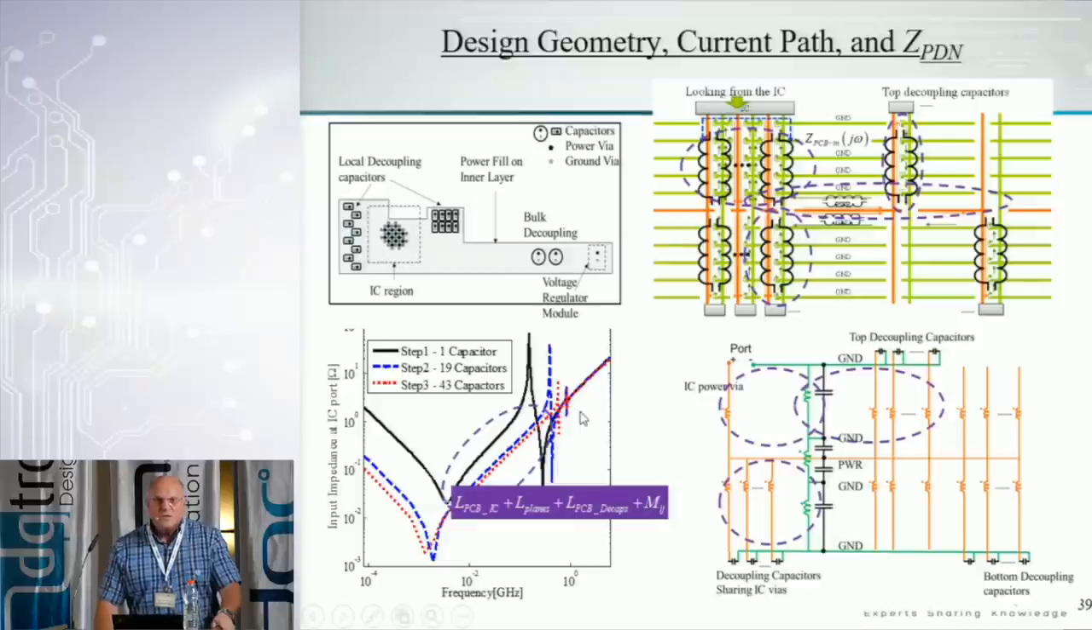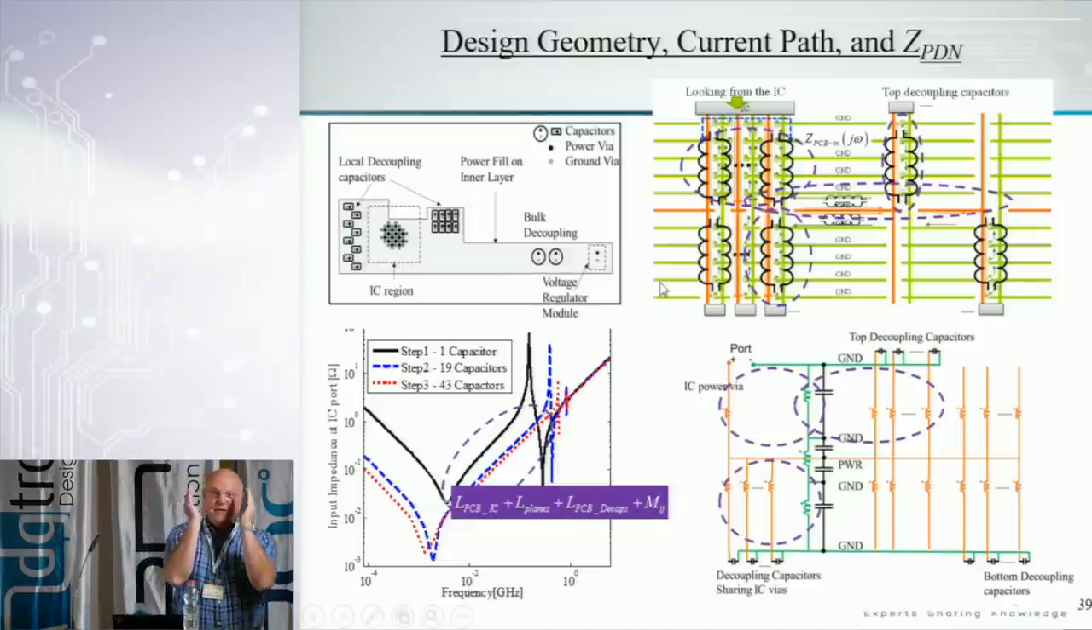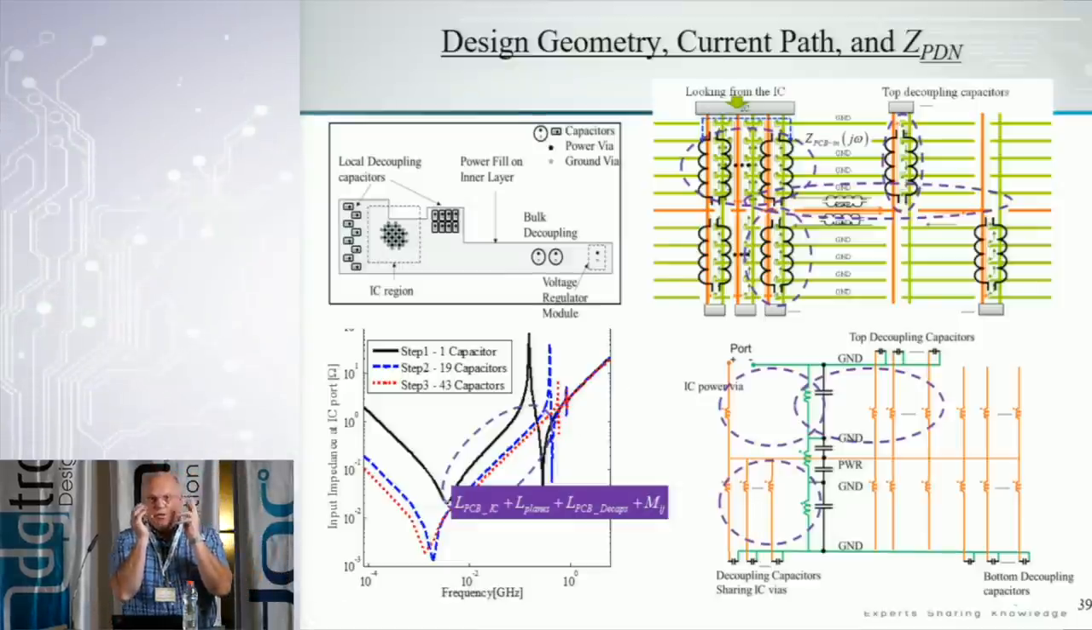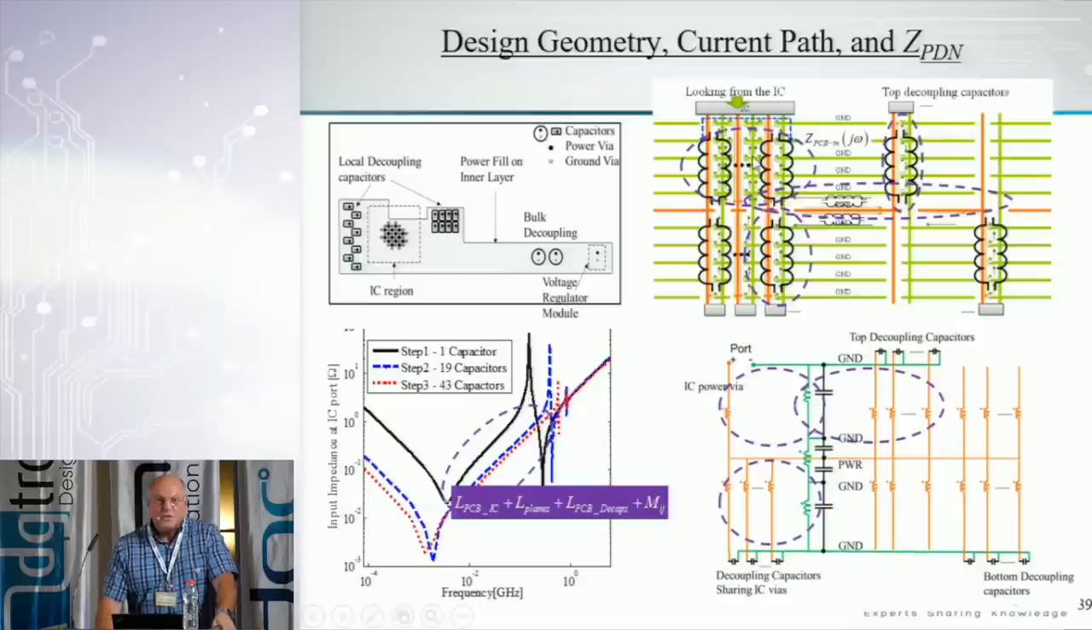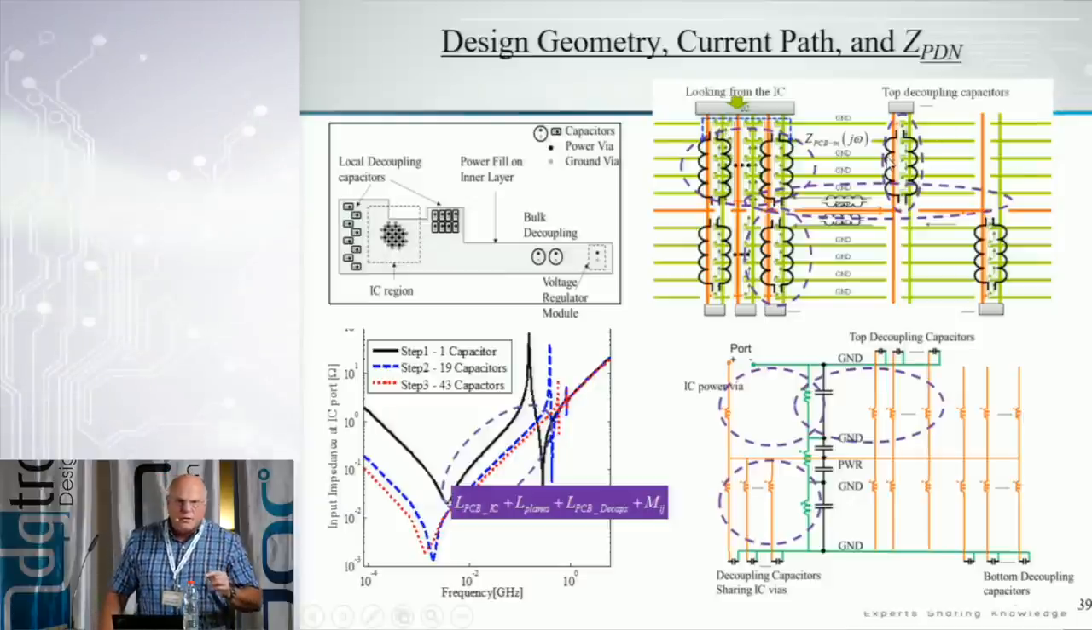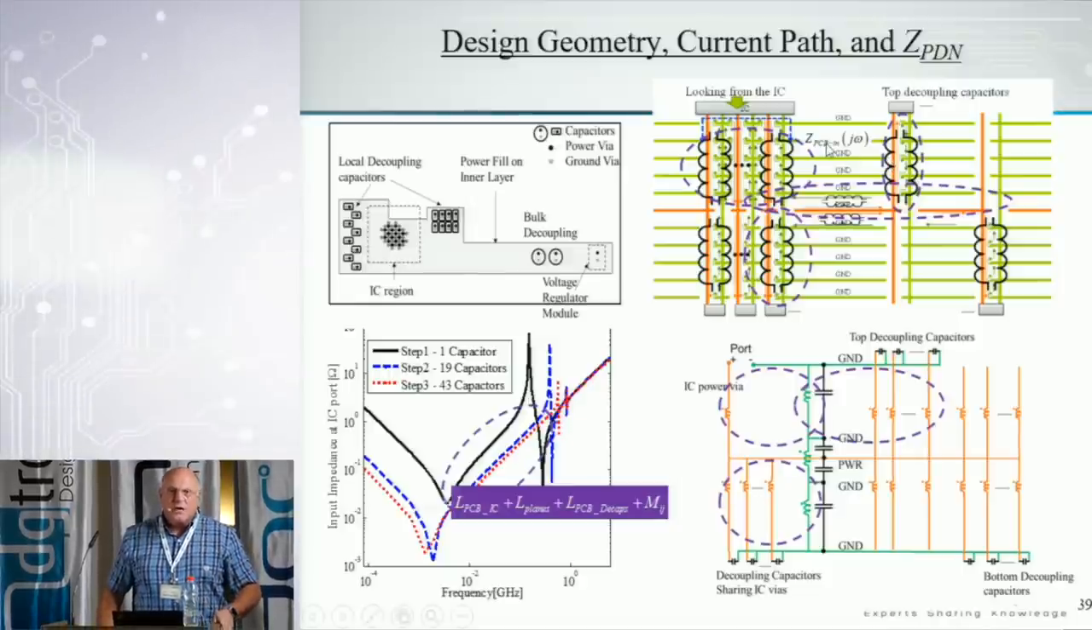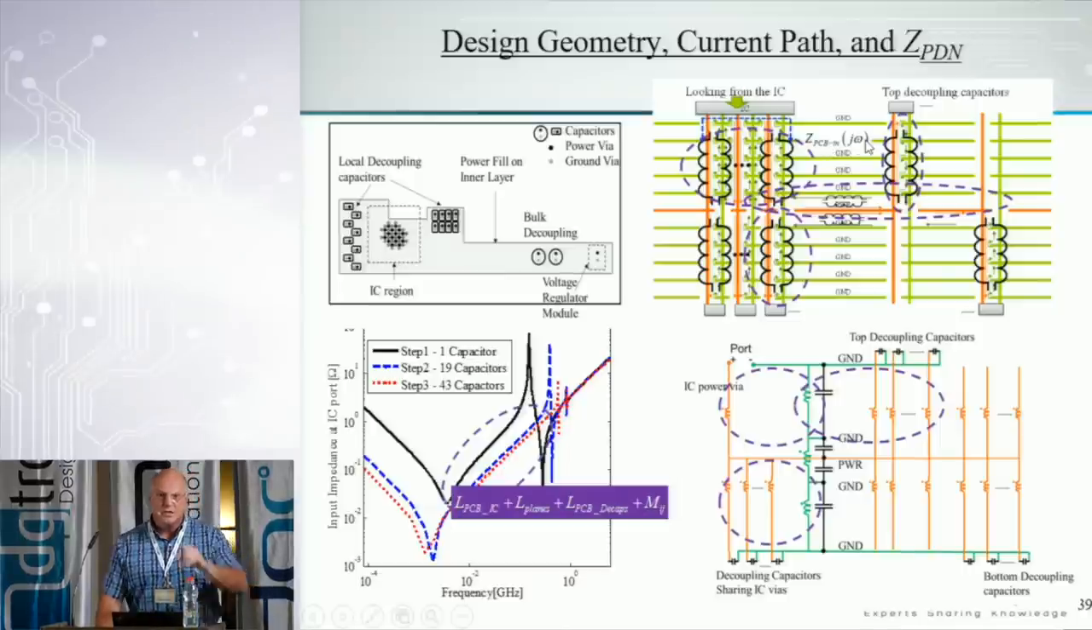Basically, this mutual inductance is because we have a lot of vias here, vias that are associated with the decoupling capacitors, and also vias that are associated with the IC. There's a lot of mutual inductance among these vias and also among these vias. If we're smart, we can use that to our advantage, and I'll make some suggestions on how to do that next time, in the next installment.